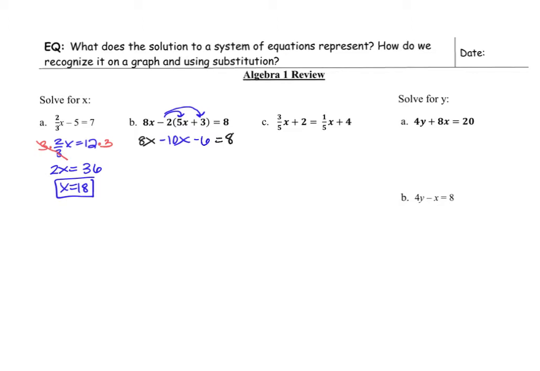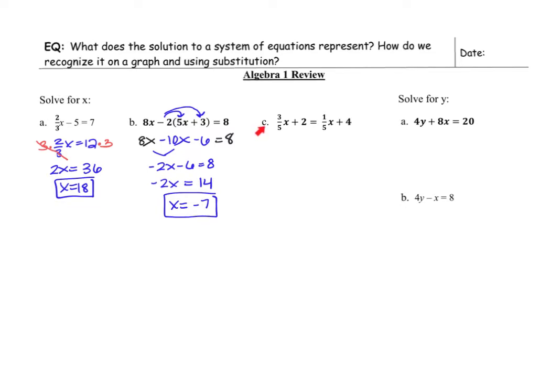Then we're going to combine our like terms, which contain our x terms. So 8x minus 10x is -2x, and then to get this variable term by itself, we want to add the 6 over, so that would be -2x is equal to 14. Divide by -2 on each side, you get an answer of -7 for x.